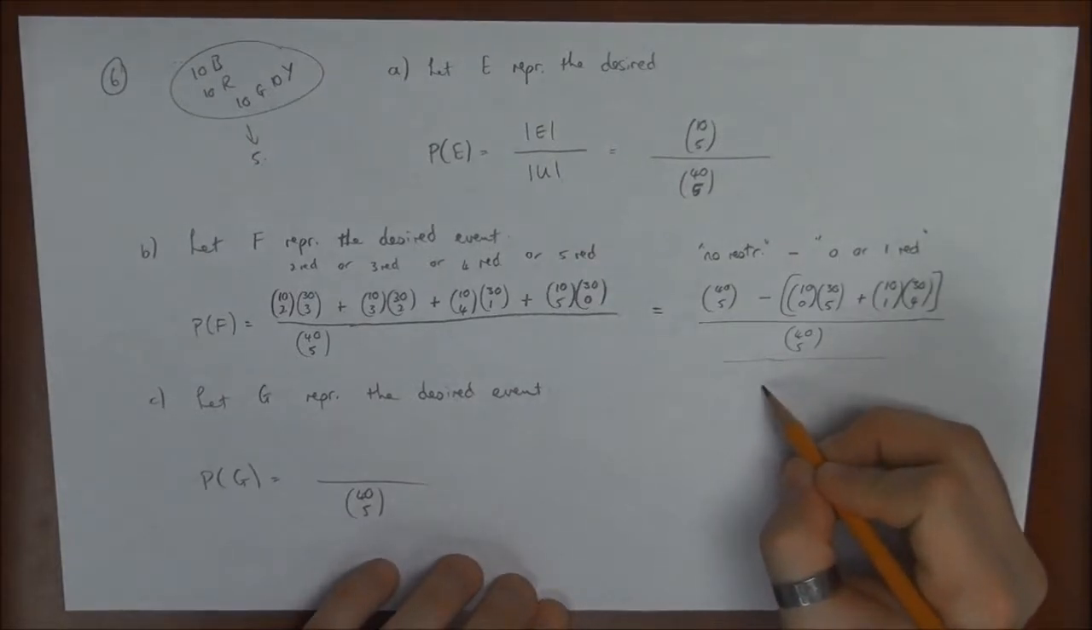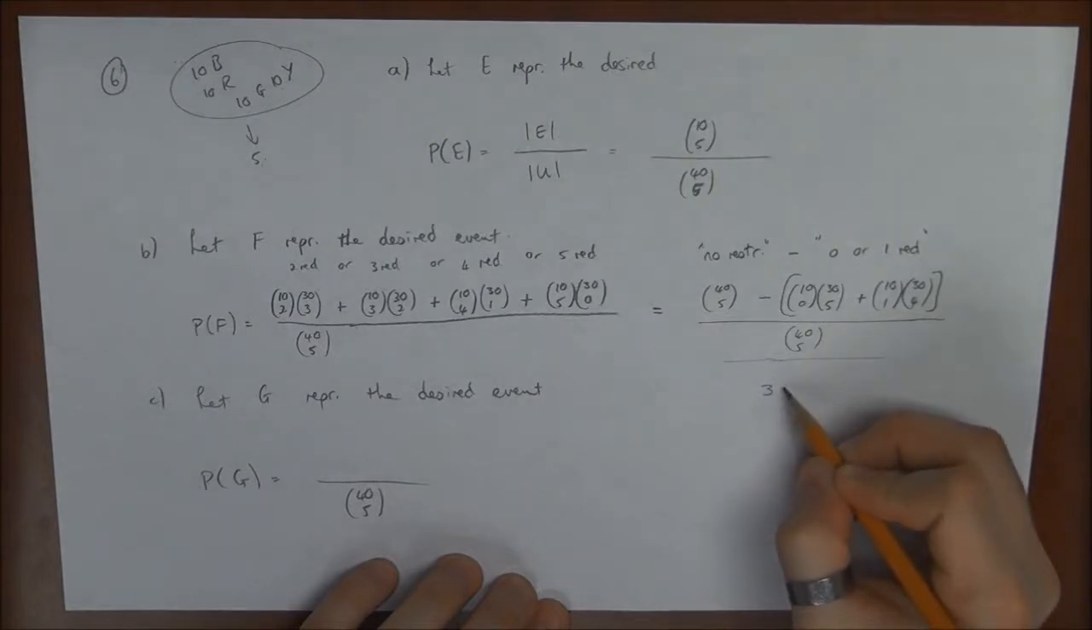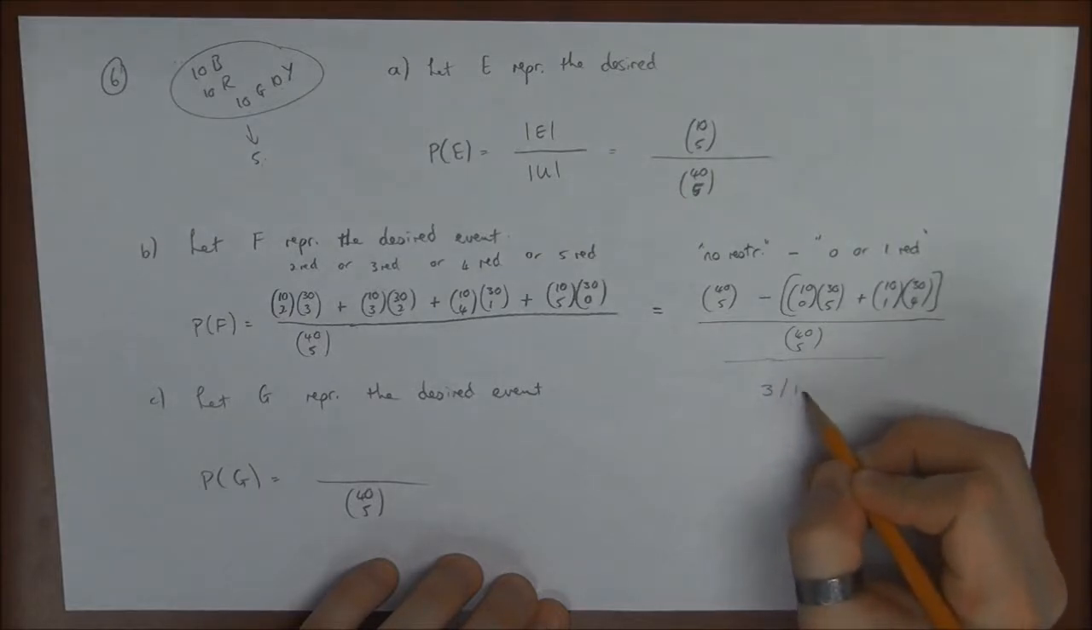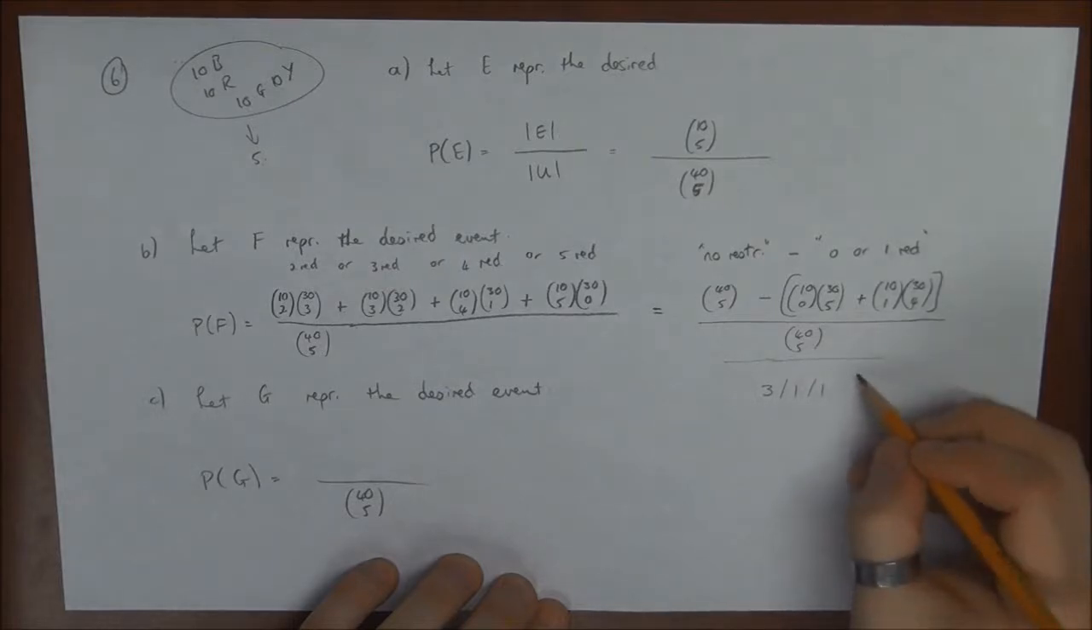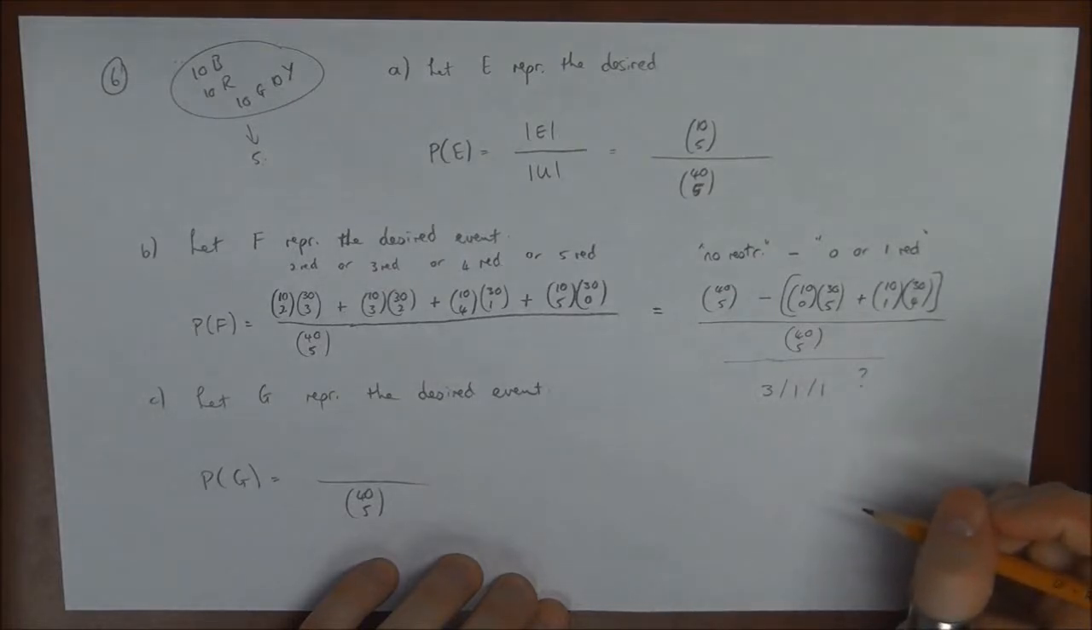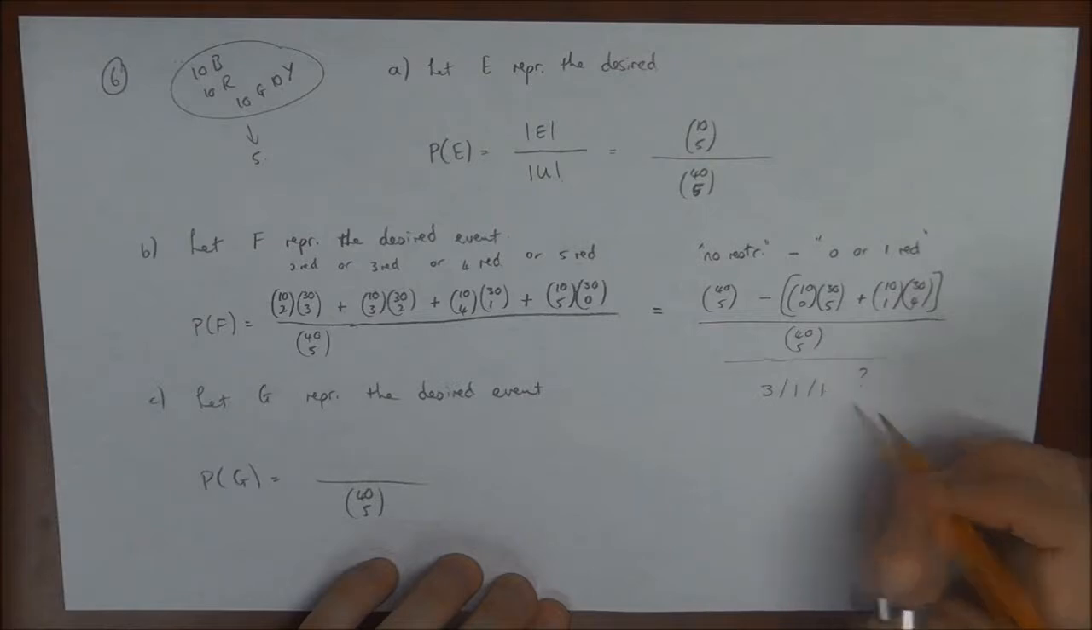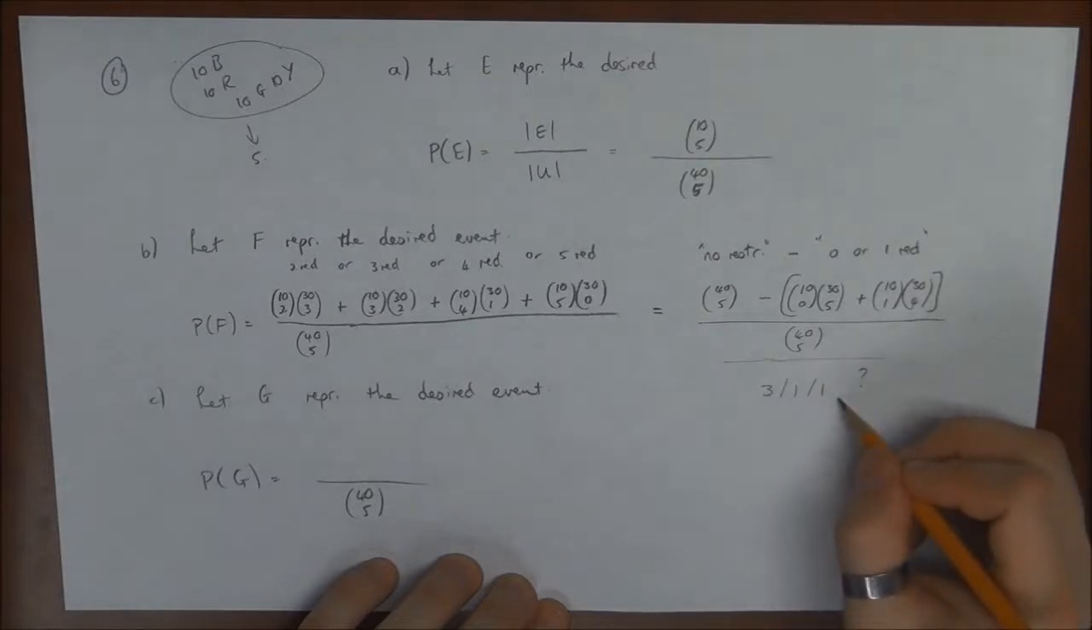I can have a color composition, 3 of the same color, and then 1 each of another color. Is that going to work? Totaling 5. Do I have all 4 colors here? No.